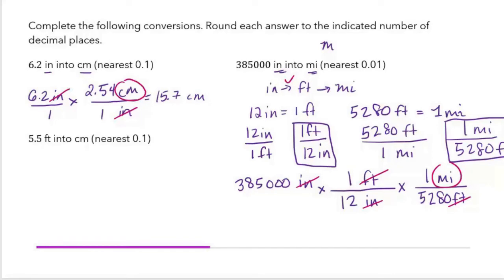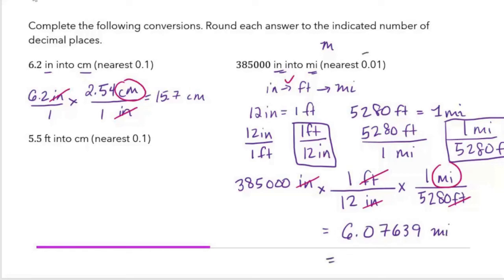Now it's the arithmetic. I need to multiply my numerators together, multiply my denominators together, and do the division. Or another way to think about it is I'm going to take 385,000, divide it by 12, and divide it by 5,280. My calculator tells me that this is equal to 6.07639, a unit in miles, of course.